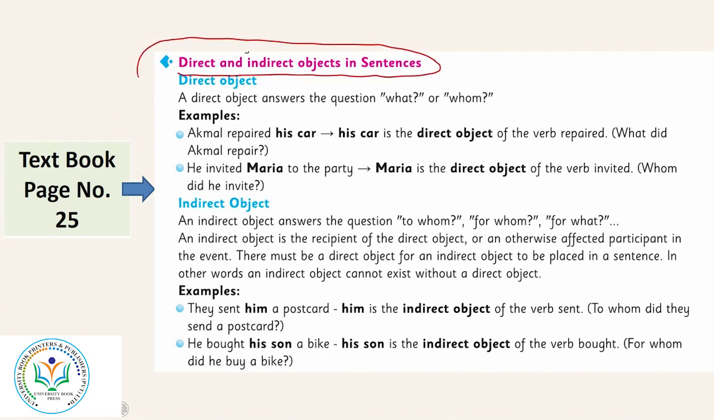Now look at the direct and indirect objects in a sentence. What are these? Let's first discuss the direct object. A direct object answers the question what or whom. For example, Akmal repaired his car. His car is the direct object of the verb repaired. What did Akmal repair? His car.